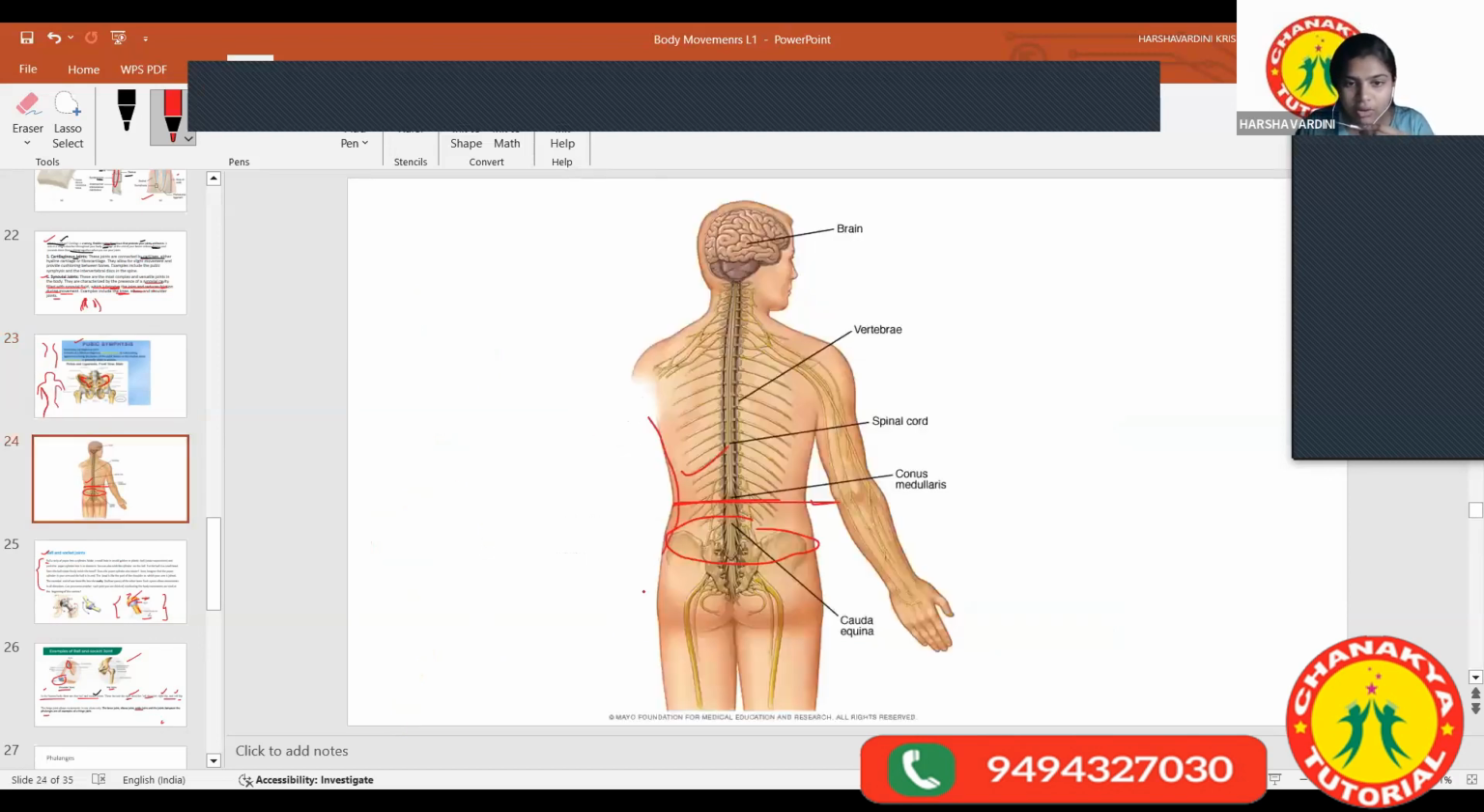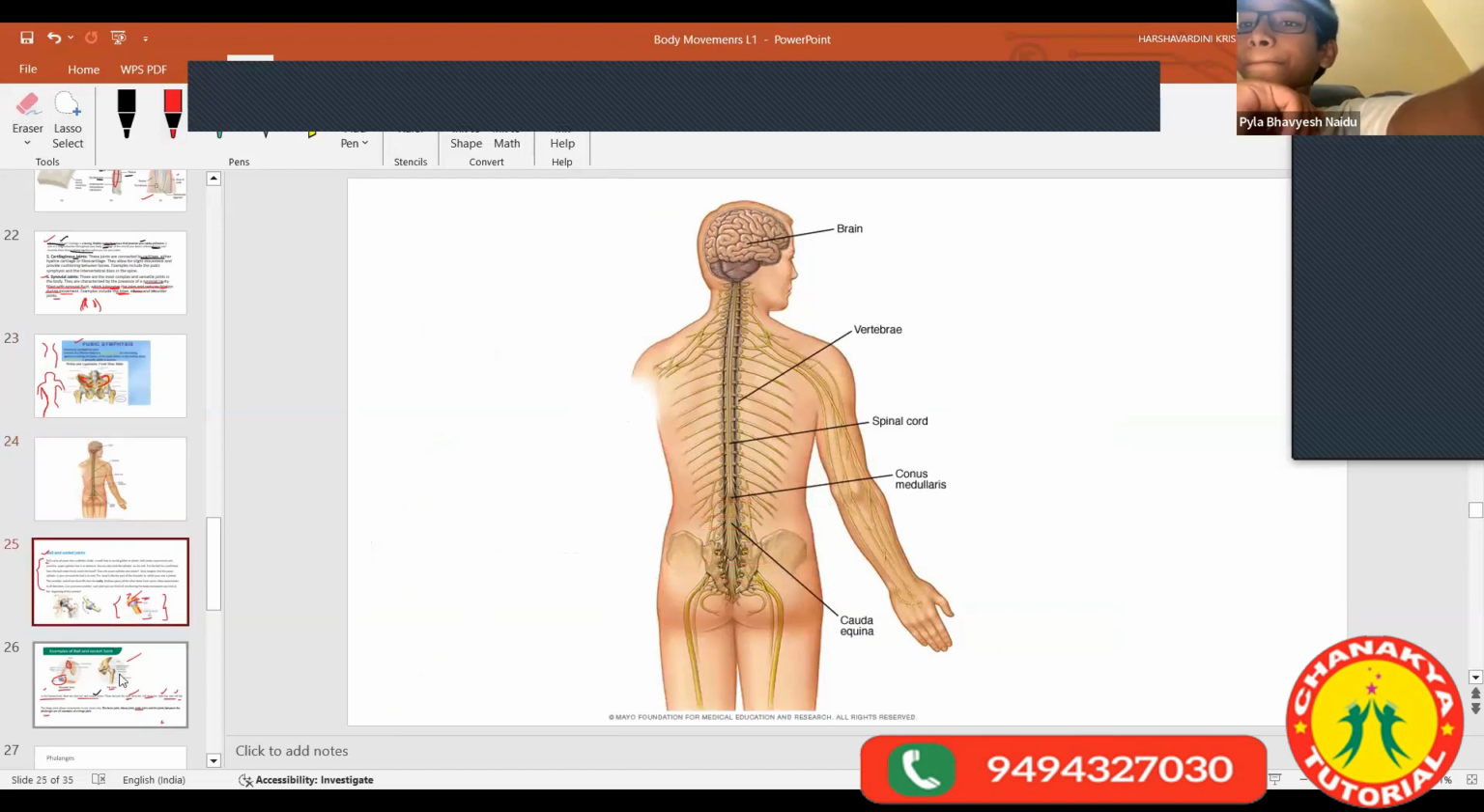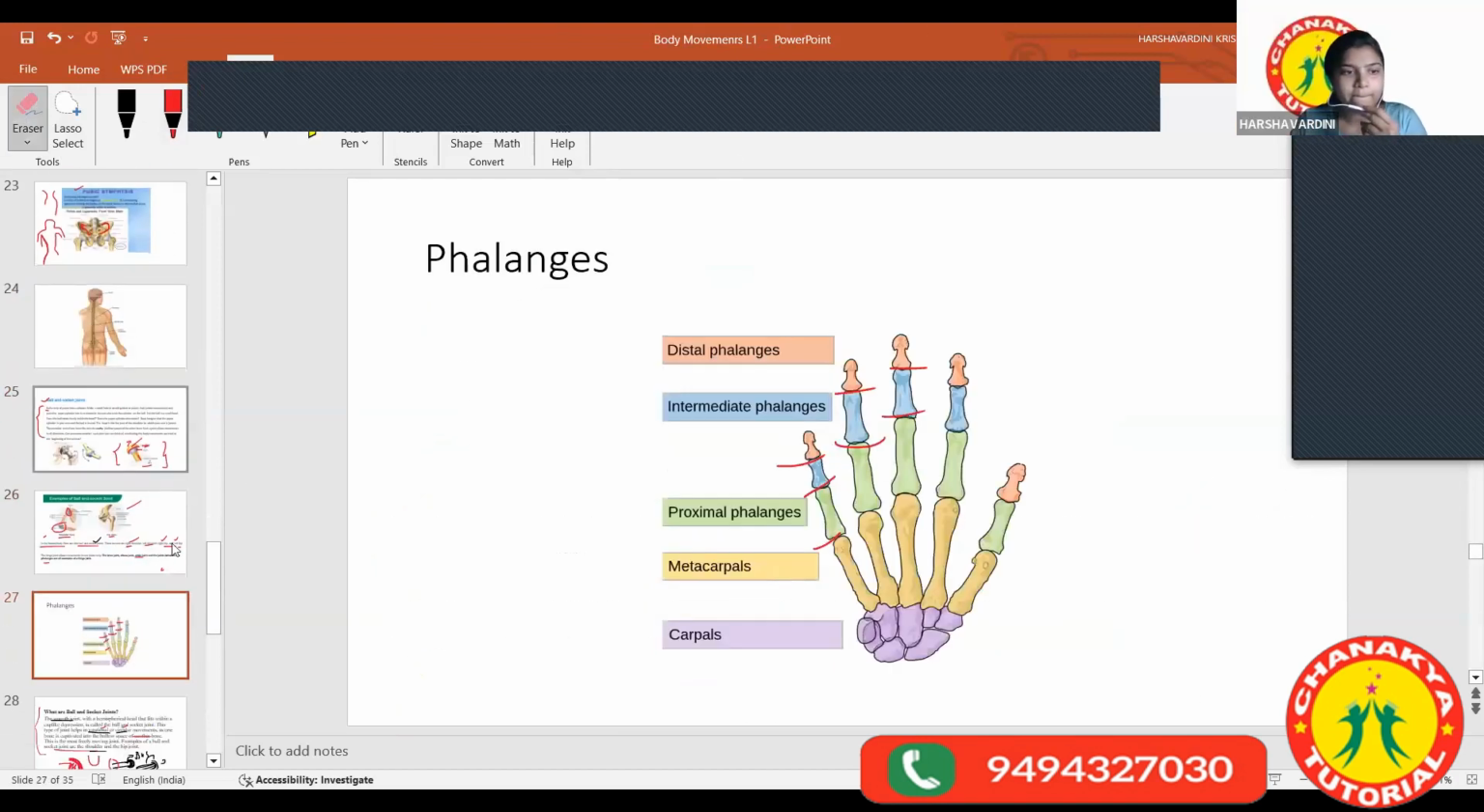See, can you see the shallow area here? Yes, ma'am. That is because of this hip bone. Yes, you get a shallowness in the human body, right? Yes, ma'am. There also you have a shallow area. Yes, these are phalanges.